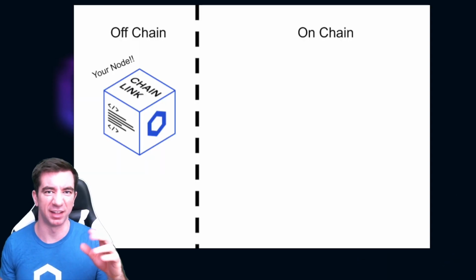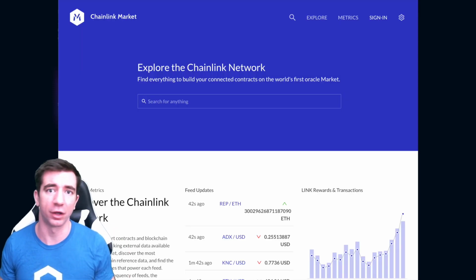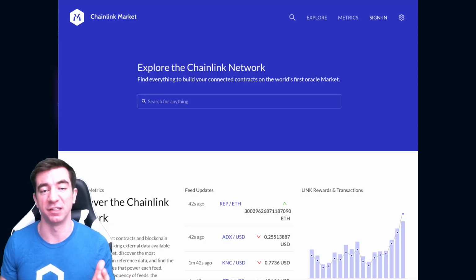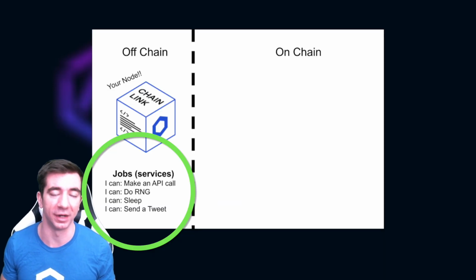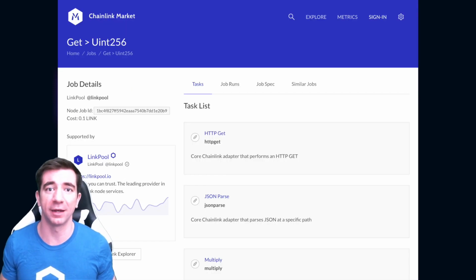So here's what it's going to look like. Our Chainlink node is going to have a list of services that it can give. And you can check it out on market.link. There's a ton of nodes that already have the different jobs that they can support. These jobs are the services that they can support. The simplest one is an HTTP GET returning a uint256.